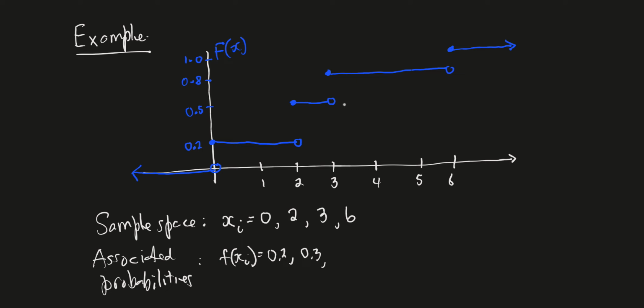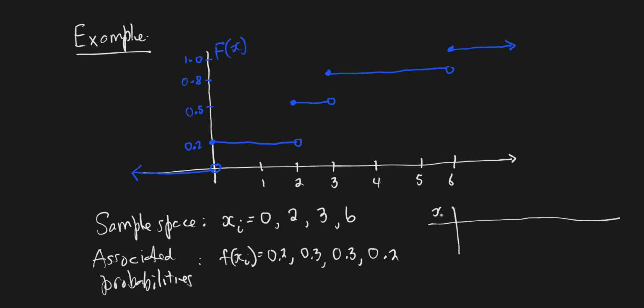And then do the same thing at 3. At 3, it jumps up from 0.5 to 0.8, and that's a difference of 0.3 again. And then finally, at the last possible value of x, there's a jump going from 0.8 to 1.0, and that difference is 0.2. So now, let's say I wanted to put this in a table like we did previously.